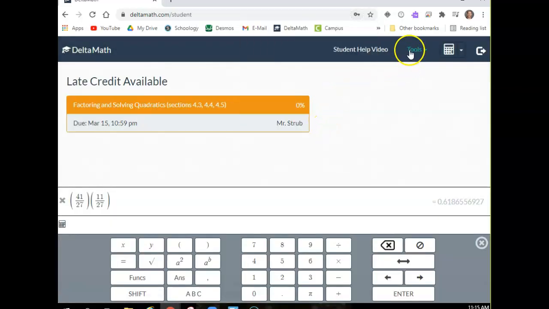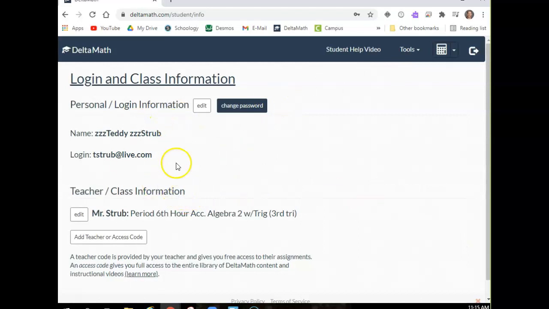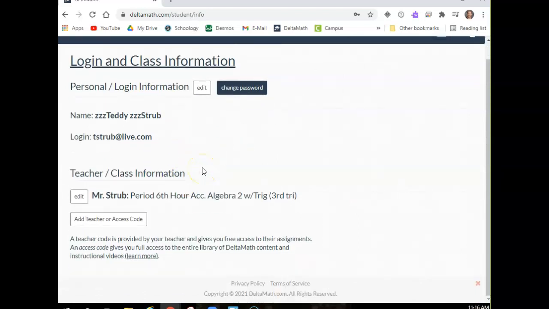Okay, so here's what it looks like for you. When you log into Delta Math, you've got to go to Tools and then Manage, Login, and Courses. Once you do that, it'll bring you to a page that looks like this, and it has your personal login information. That won't change, but the teacher class info will.